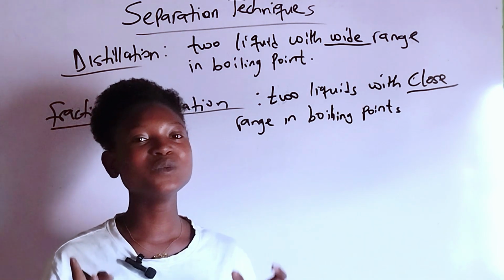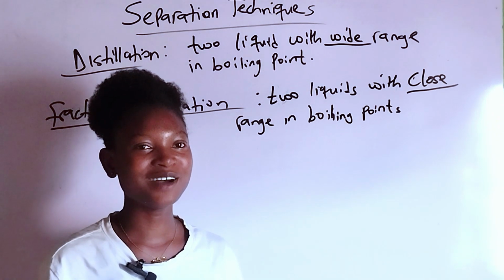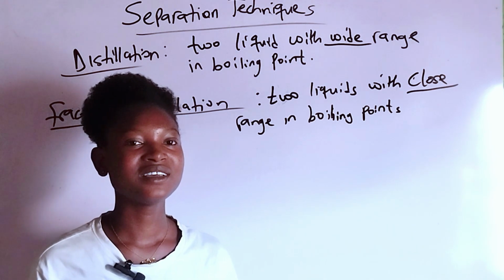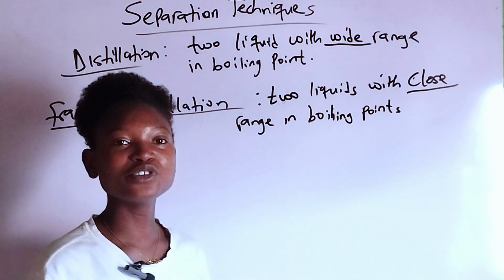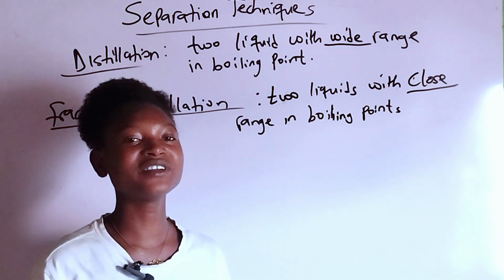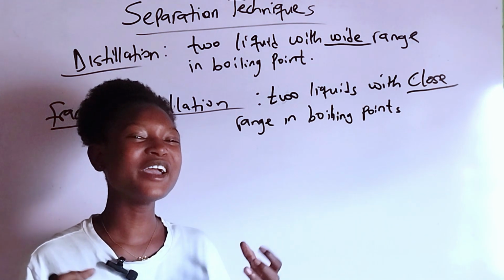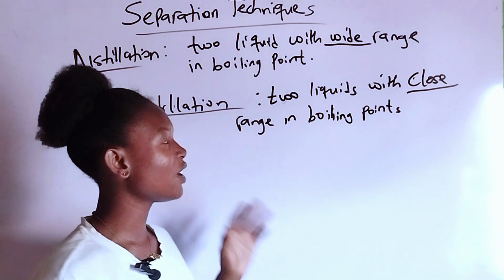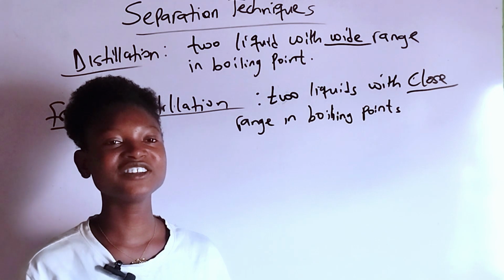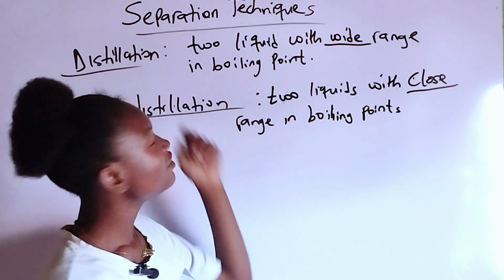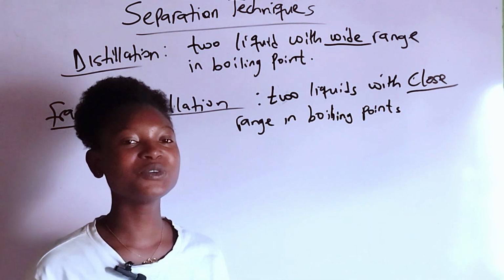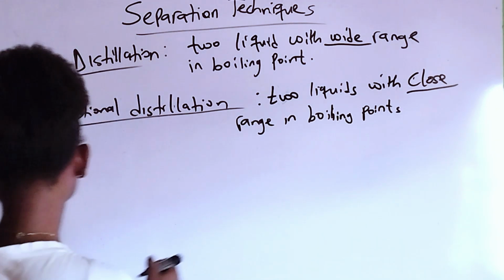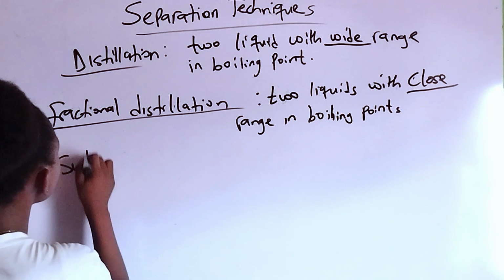So that's the difference between fractional distillation and normal distillation. Normal distillation is the one that we usually use in the lab, while fractional distillation is used in refineries. Because if you want to separate a mixture of crude oil, petroleum, you can see a closer range in the components of our crude oil. That's why we usually use fractional distillation in refineries, and normal distillation, which we call simple distillation, is mostly used in the lab.